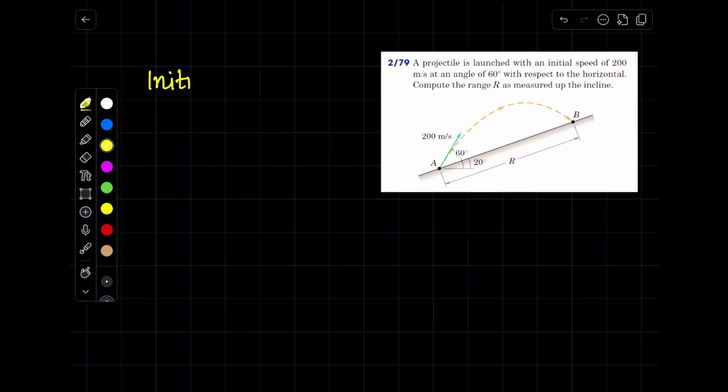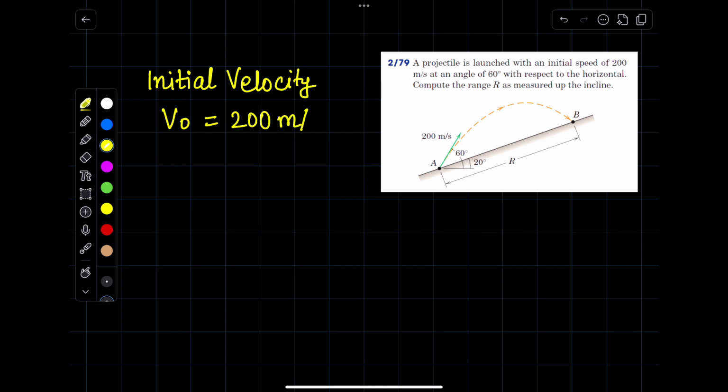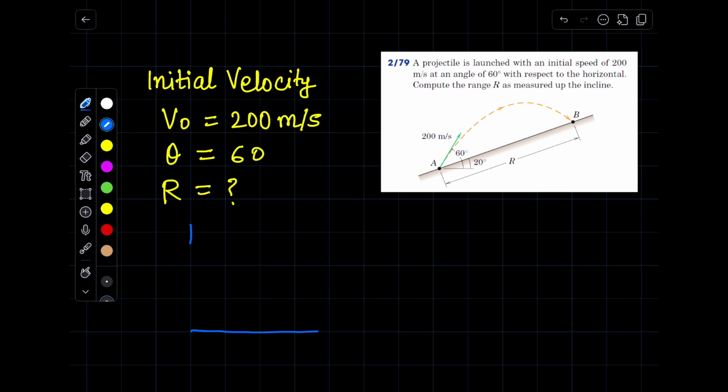Please pause this video and read it very carefully. In this problem, a projectile is launched with initial speed of 200 meter per second at angle of 60 degree with respect to the horizontal. We have to compute the range R as measured up the inclination as shown in this picture. So this question is easy.